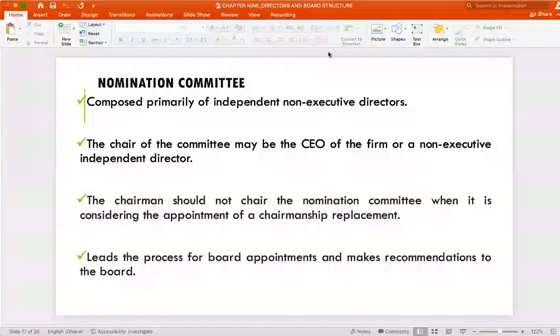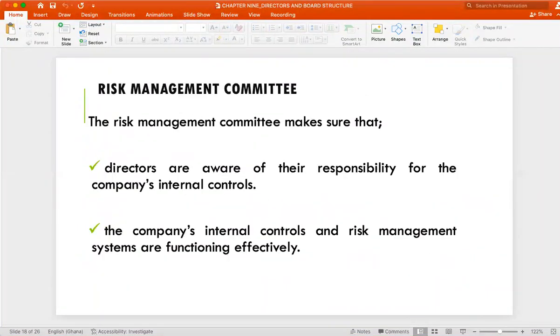The committee leads the process for board appointments and makes recommendations to the board. So the nomination committee will also lead the process for board appointments, who, based on the qualifications they have, should be considered to be part of the board of the company. Okay. Then we have the risk management committee.